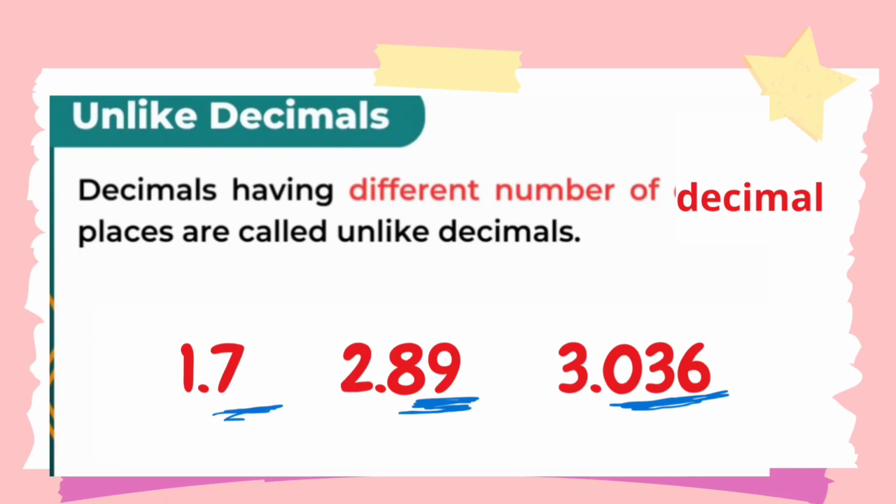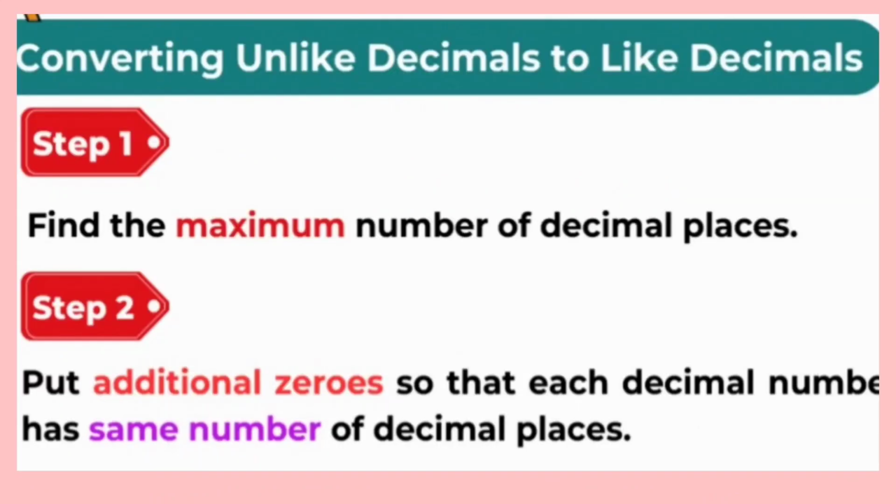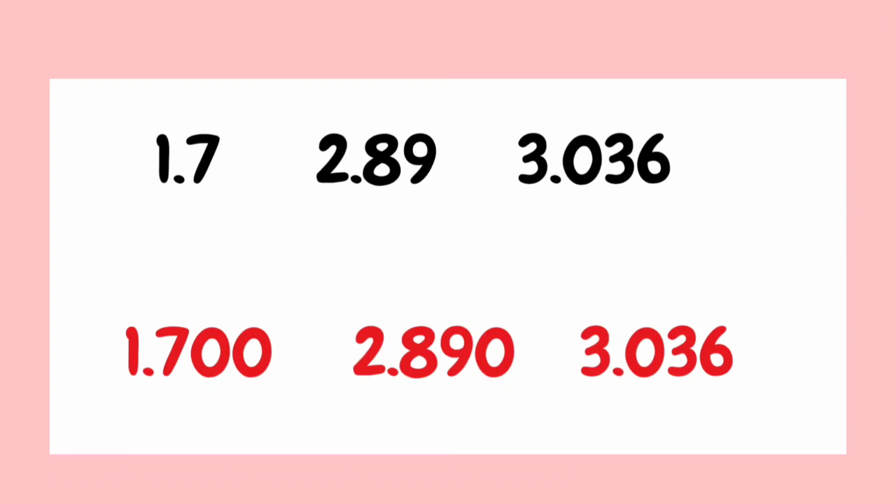But we can change unlike decimals into like decimals. How? Here is a separate trick for you. These are two steps to convert unlike decimals to like decimals. Let's know about it. Step 1: Find the maximum number of decimal places. Step 2: Put additional zeros so that each decimal number has the same number of decimal places. तो इसका like decimals बनाने से ये होगा 1.700, 2.890 and 3.036.